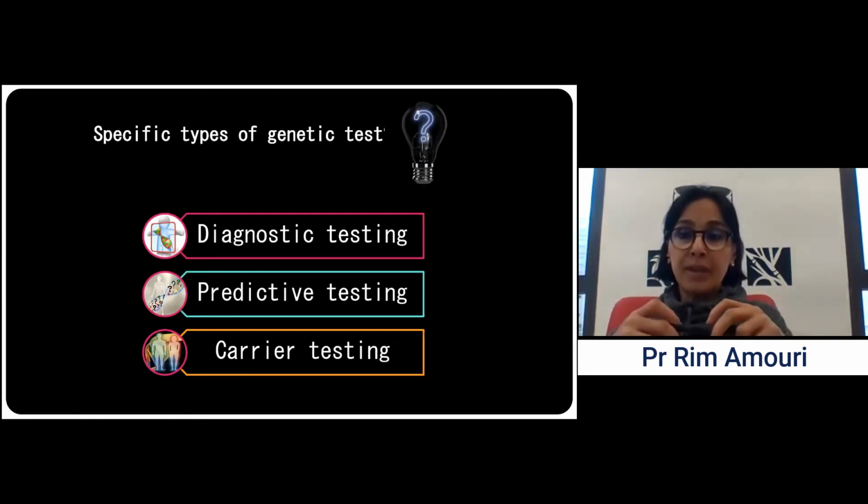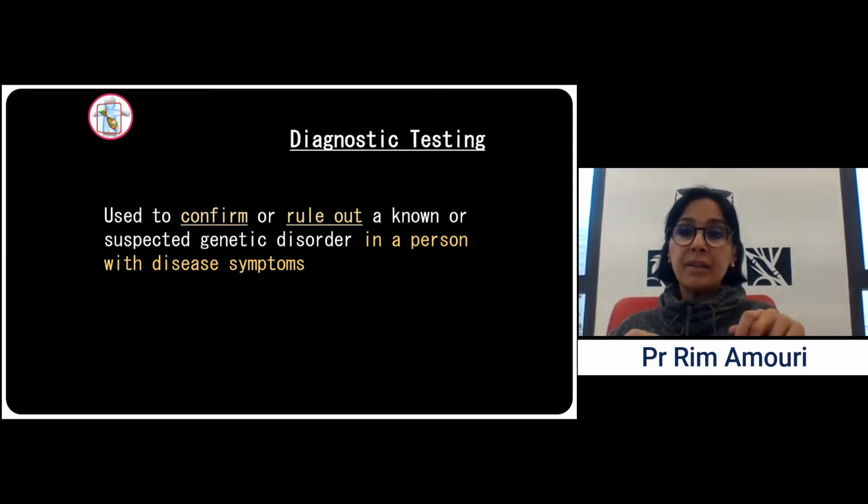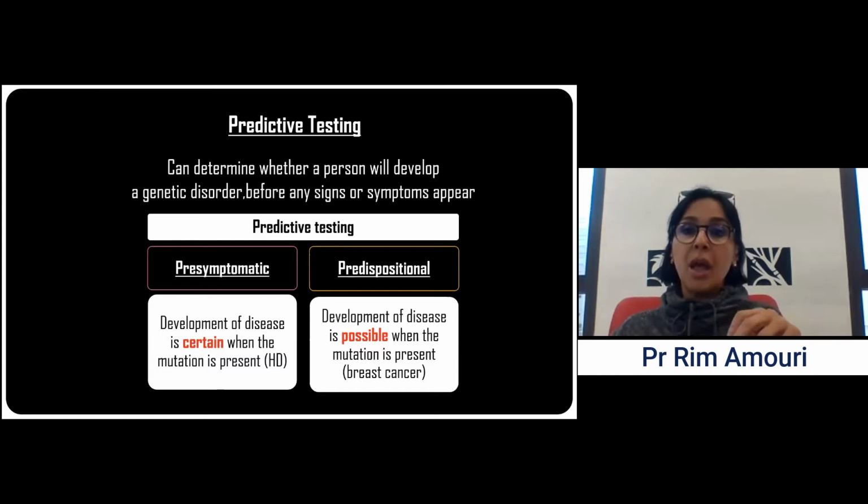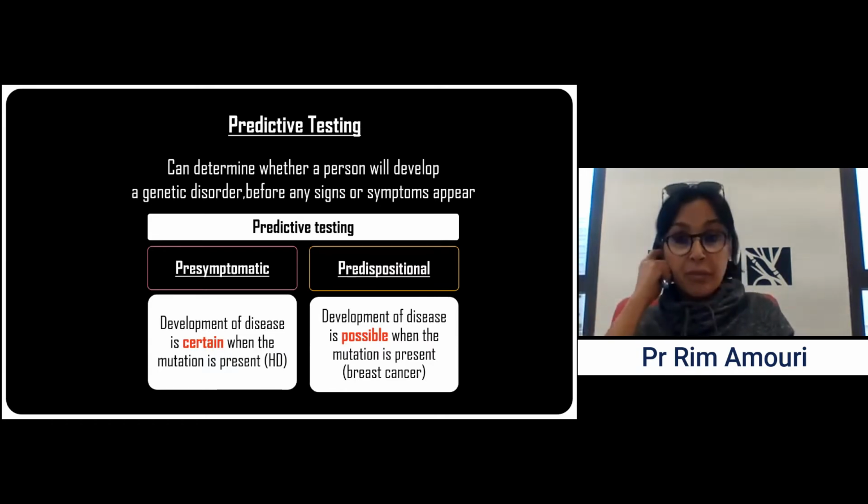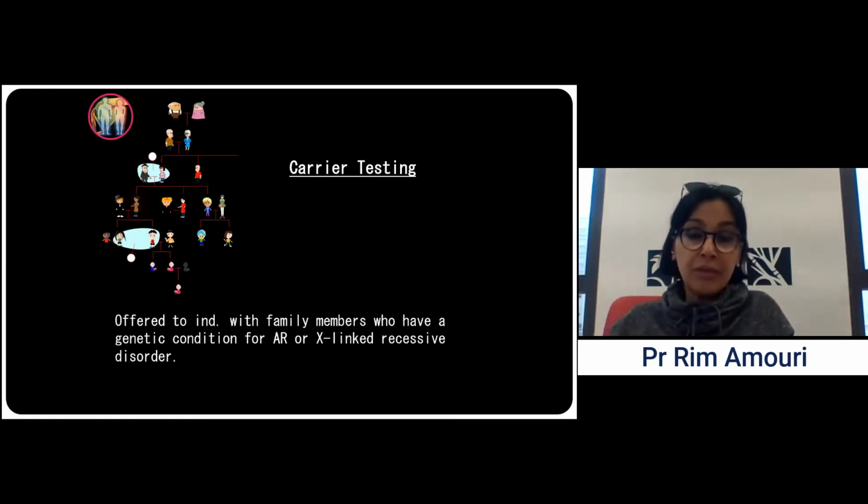So we have mainly three types of genetic tests: diagnostic, predictive, and carrier tests. The diagnostic test is used to rule out a known suspected disease in a symptomatic individual. The predictive test determines whether an individual will develop the disease before any symptoms appear. The test is called predictive if the development of the disease is certain when the mutation is present, for example, in Huntington's disease, and may be predispositional if the development of the disease is possible, such as in breast cancer, for example.